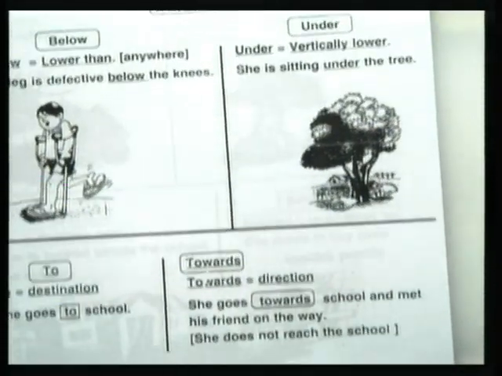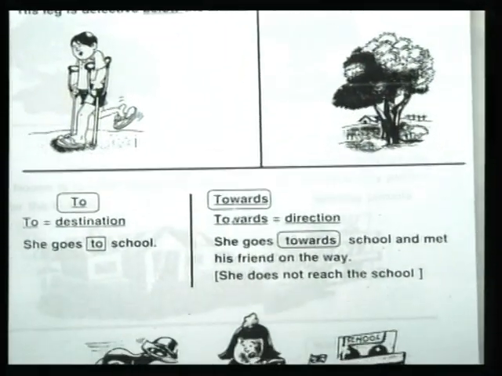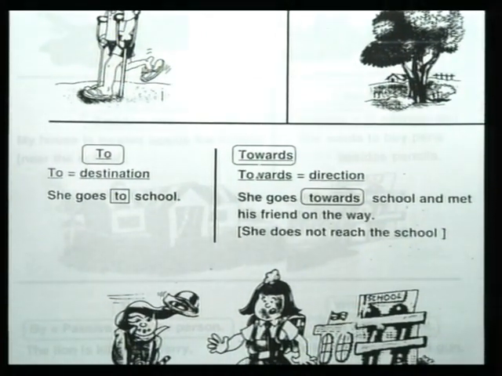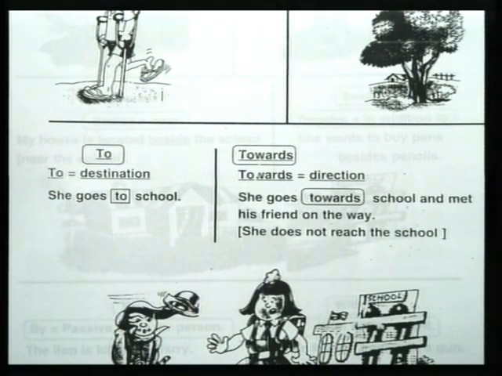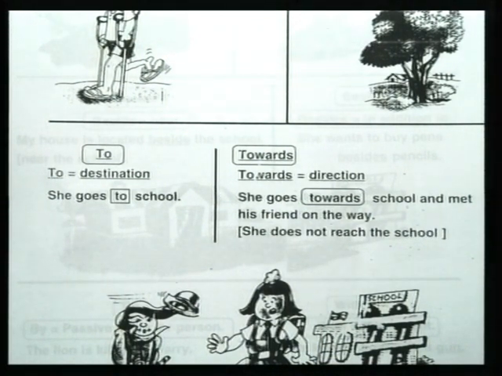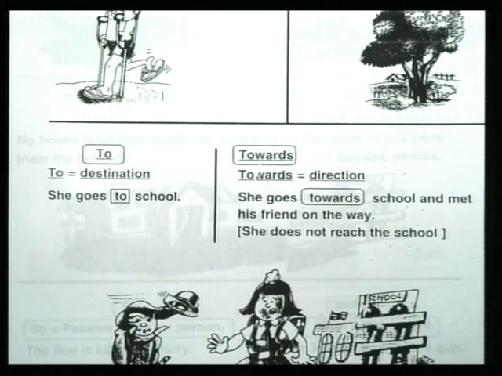Now to. To, as we said, shows you destination. She goes to school every morning. My father goes to office every day. Then my teachers go to the office at first. We have to reach the class in the morning. We have to go to school every day.